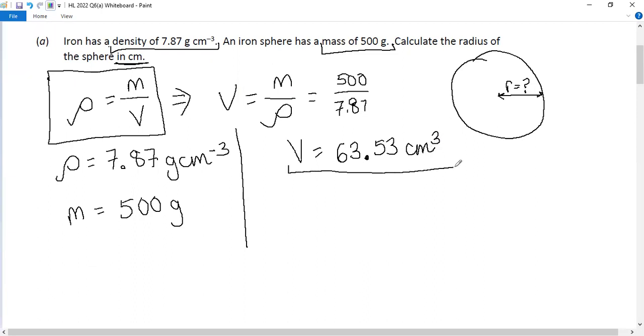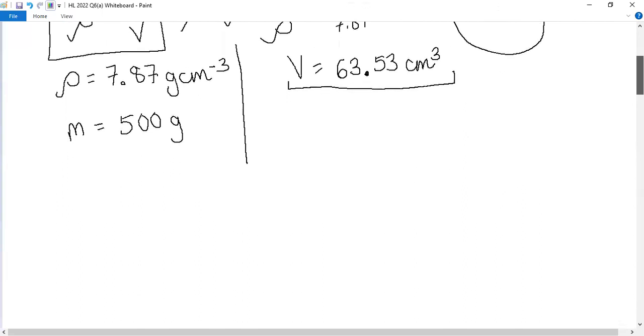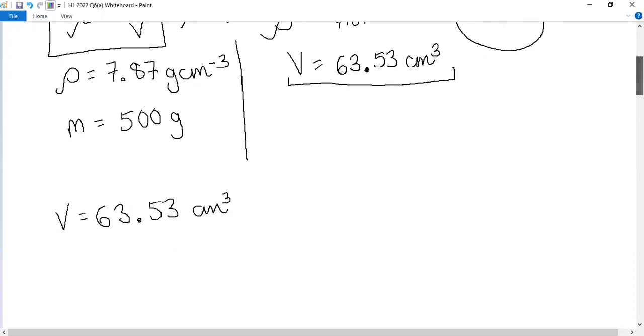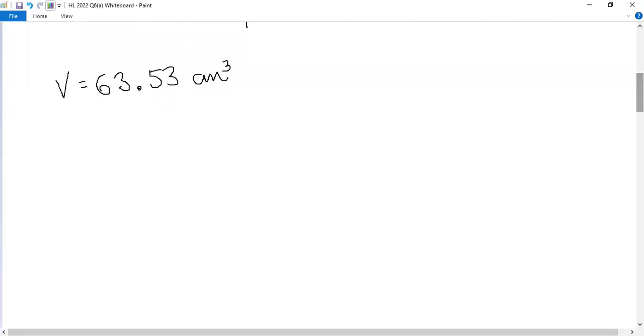And you say, all right, but I'm not finished. The question asked me to calculate the radius. So what I'm going to do, I'm actually going to give myself a little more space, and you can use as much space as you like. So I have a sphere, a big circular ball, and I know that its volume is 63.53 centimeters cubed. We just worked that out because it gave us the density and it gave us the mass. And I'm here looking for my radius, okay? So I'm going to write that down too, just to make it really obvious for myself. Then my radius is question mark.